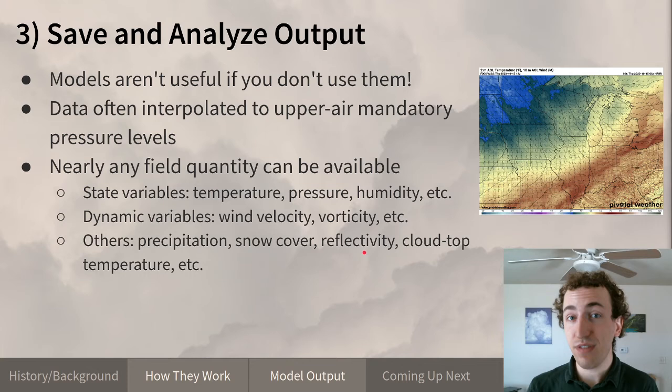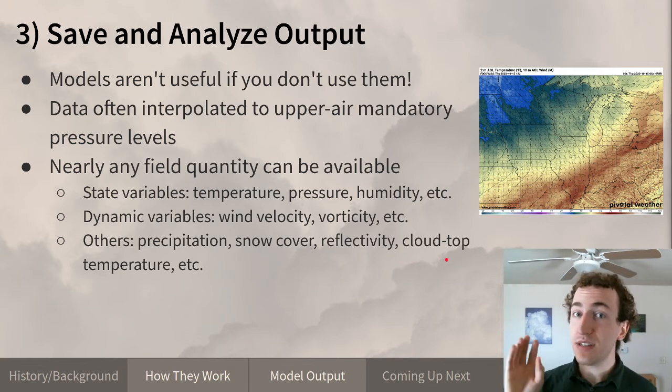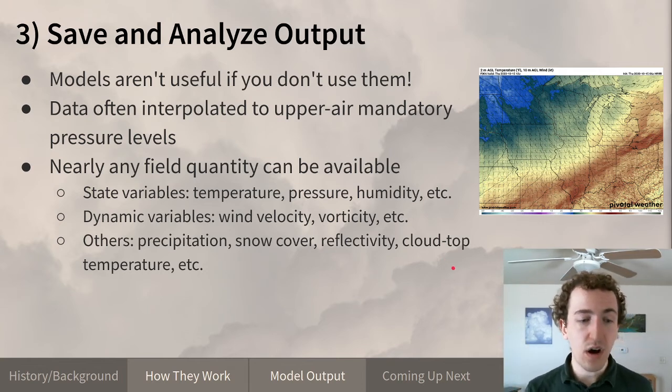We can also predict reflectivity values. We also can get cloud top temperature, so something that looks similar in the model to what we would see in satellite observations. All these kinds of things can be available in output.